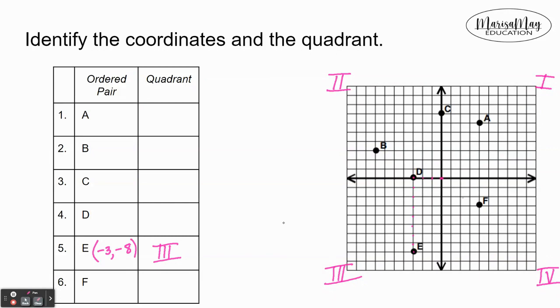All right. Then finally, let's do F. We start in the middle. We go to the right, 1, 2, 3, 4, and right is positive. And then we go down 1, 2, 3, so down being negative. And because F is in the bottom right, we know this is in quadrant 4 here. So I hope that helps with your coordinates and your quadrants.